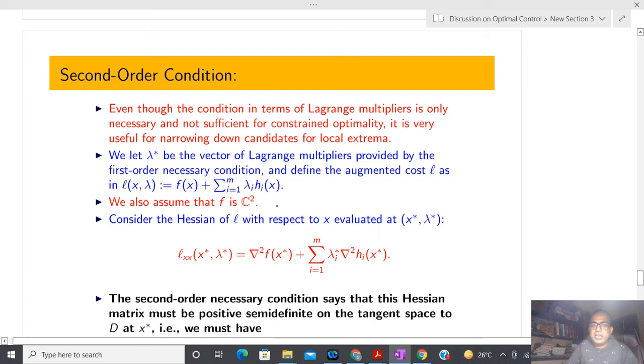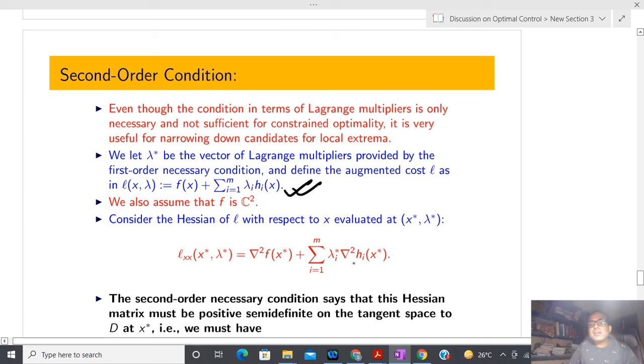So same kind of things you can do. You can first define the augmented function. And now, whenever we are talking about the second order necessary condition, at that time we are talking about the second order derivative, the second order partial derivative. So same kind of things you can do.